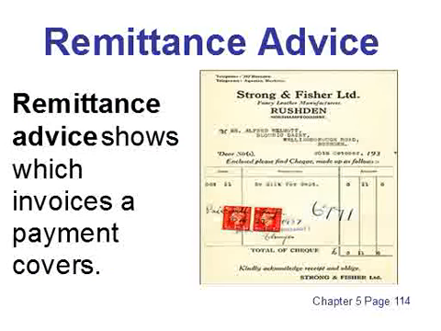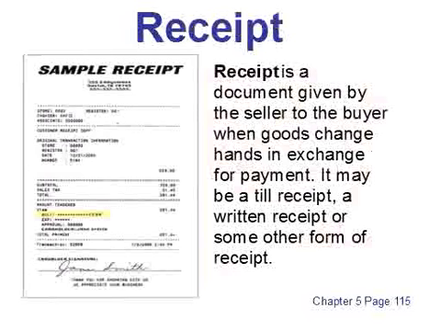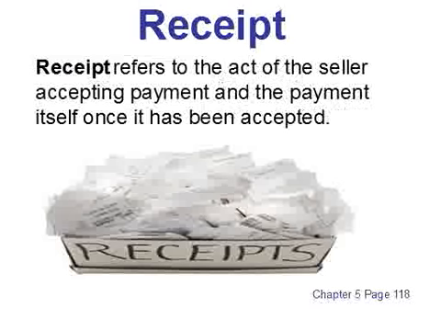Remittance Advice. Remittance advice shows which invoices a payment covers. Receipt. Receipt is a document given by the seller to the buyer when goods change hands in exchange for payment. It may be a till receipt, a written receipt, or some other form of receipt. Receipt. Receipt refers to the act of the seller accepting payment and the payment itself once it has been accepted.